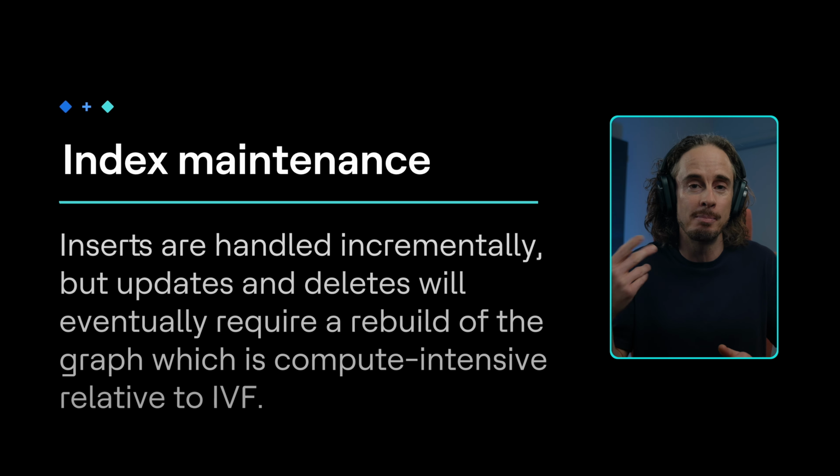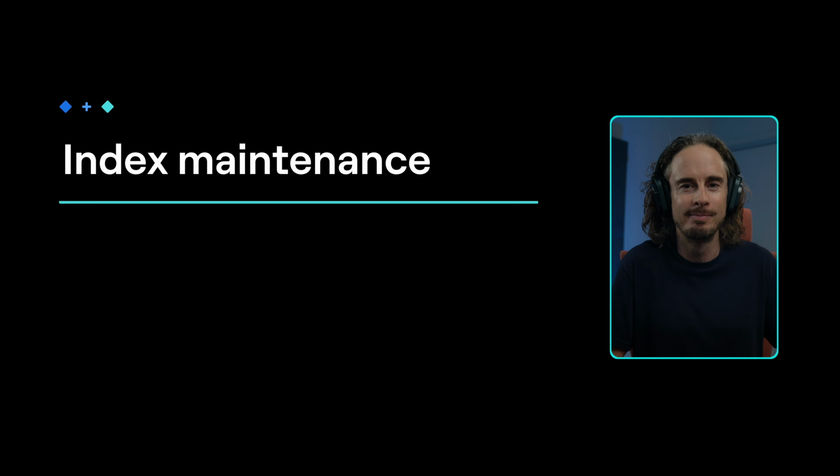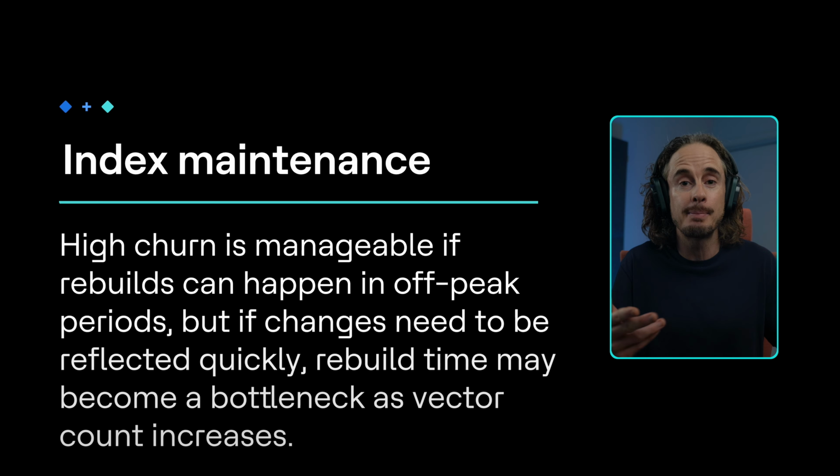Inserts are handled incrementally, but updates and deletes will eventually require a rebuild of the graph, which is compute intensive relative to IVF. High churn is manageable if rebuilds can happen in off-peak periods, but if changes need to be reflected quickly, rebuild time may become a bottleneck as vector count increases.